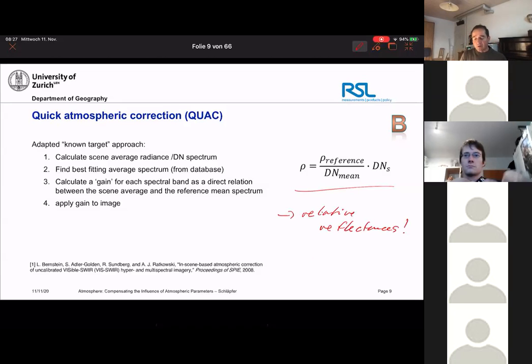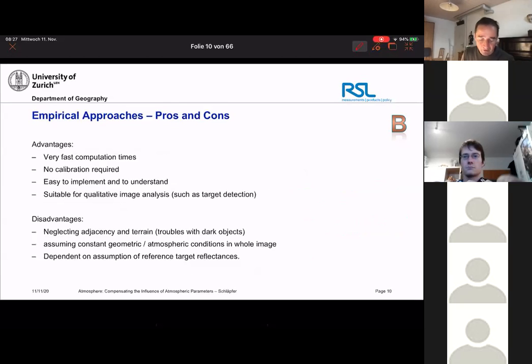So it's not getting you to absolute reflectances, because this average is sometimes bright and sometimes less bright. So it often is not accurate enough for absolute reflectance retrieval. It's also kind of a quick and dirty approach. People in the military like that one because they need fast results. For scientific applications, I wouldn't recommend using this approach, because what you get is not an absolute value, just something which is not really known. So much about empirical approaches.